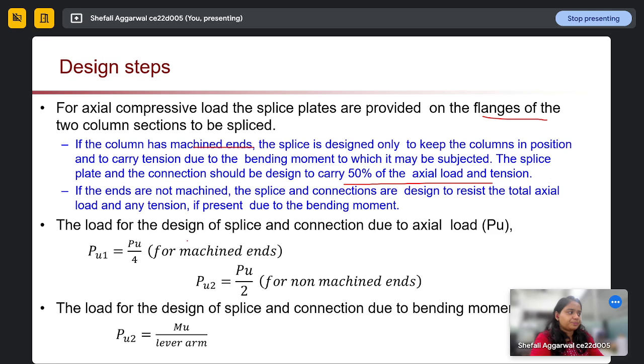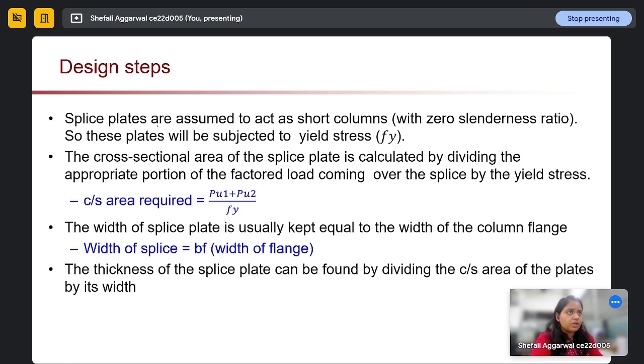So the load for the design of our splice and connection due to axial load in case of machine end is given as Pu equal to the axial load divided by 4. In case of non-machine end, it is given by Pu divided by 2. These are all the formulas which are already present in, I think, IS 800. And next, due to bending moment, design load is given by Mu divided by lever arm.